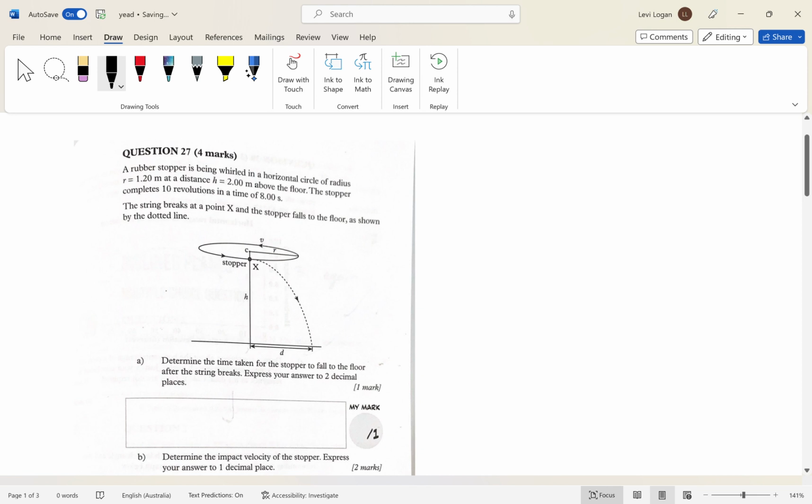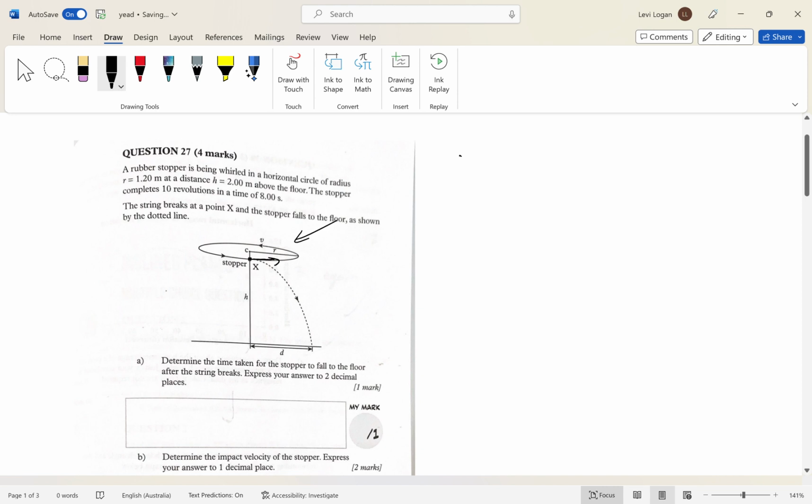Determine the time it takes for the stopper to fall to the floor after the string breaks. So this is a motion question with circular motion and a projectile. So recall, let's just take a look at this circle up here. We want to find the velocity at which it's been released, because it's only going to have horizontal velocity. We're going to assume it's going completely flat.